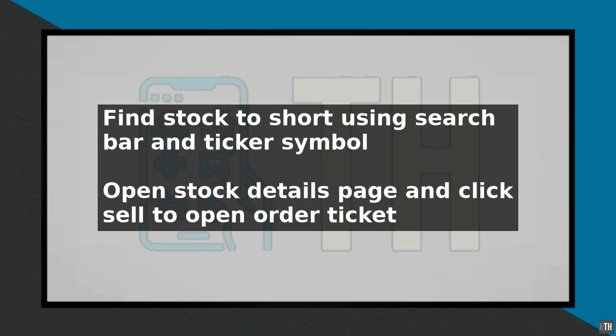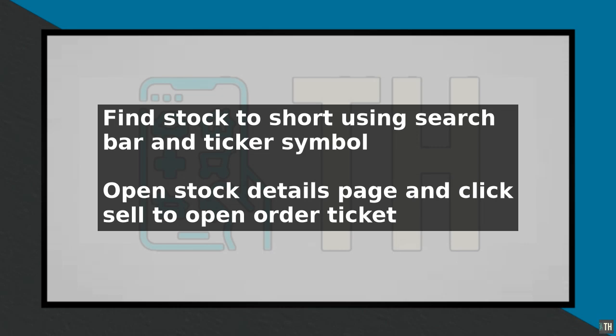On the stock details page, you will see a button that says Sell. Click on this button to open the order ticket. In the order ticket, you need to select the sell option and choose the number of shares you want to short. You also need to choose the type of order you want to use.